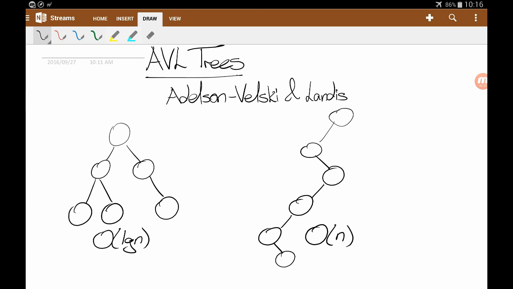So the amount of work that we have to do in the worst case in each of these can be quite different. The AVL tree basically introduces an extra balance condition, and it makes sure that we always get these nice balanced trees that you see on the left rather than these single paths that we see developing on the right.